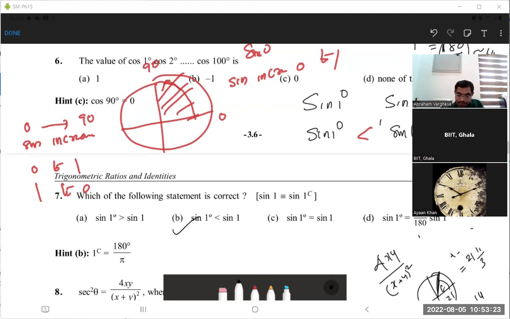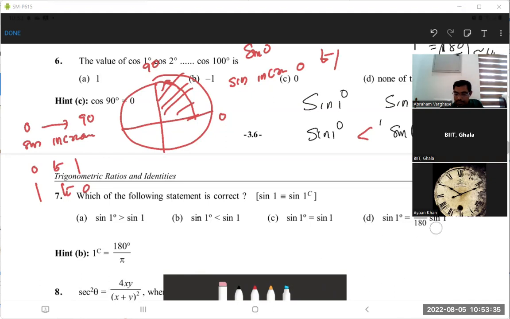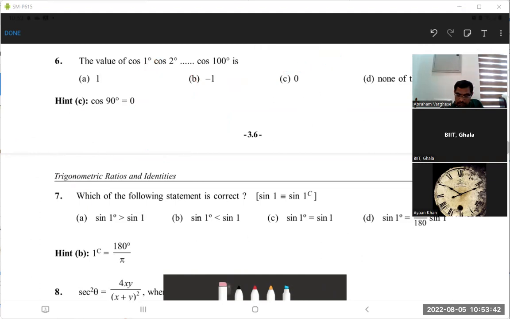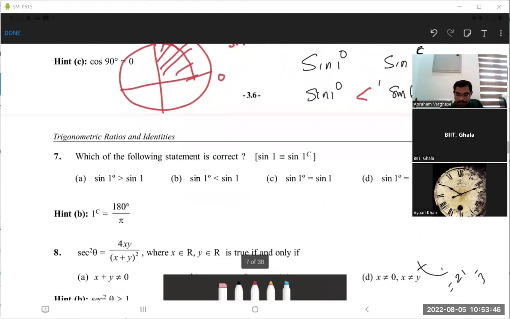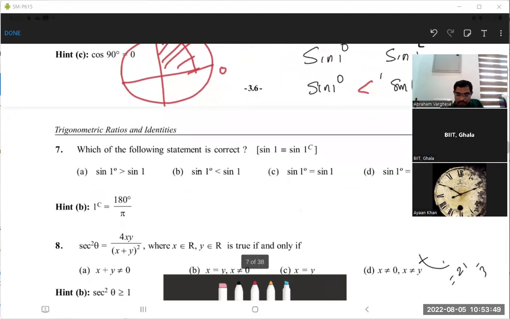Okay, now we move to the next one. Next question. Sin square theta equal to 4xy by (x plus y) the whole square. x is a real number.